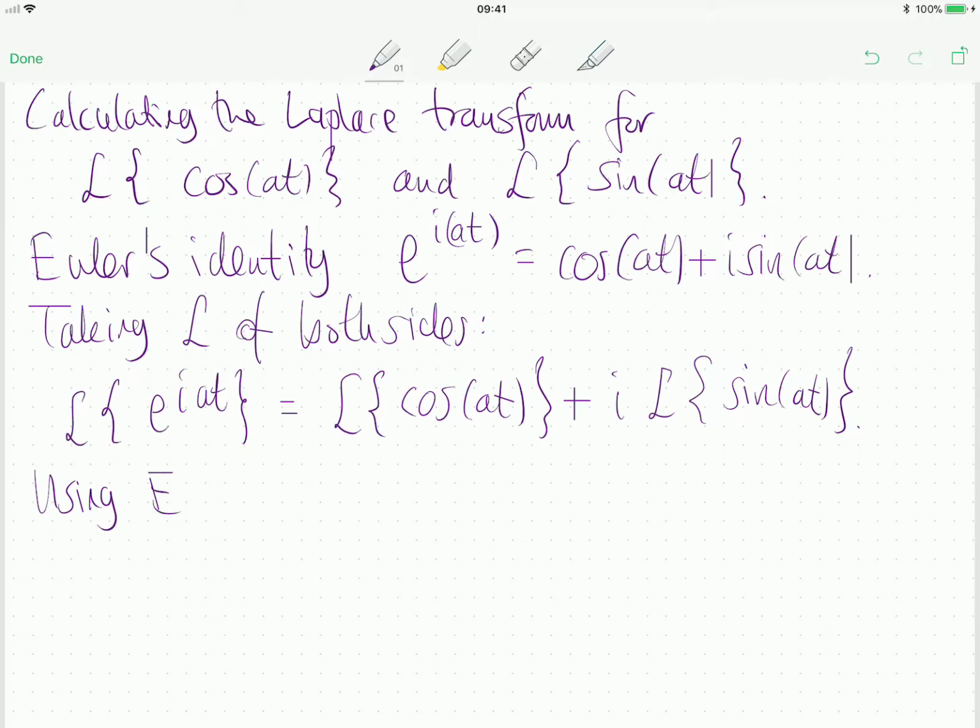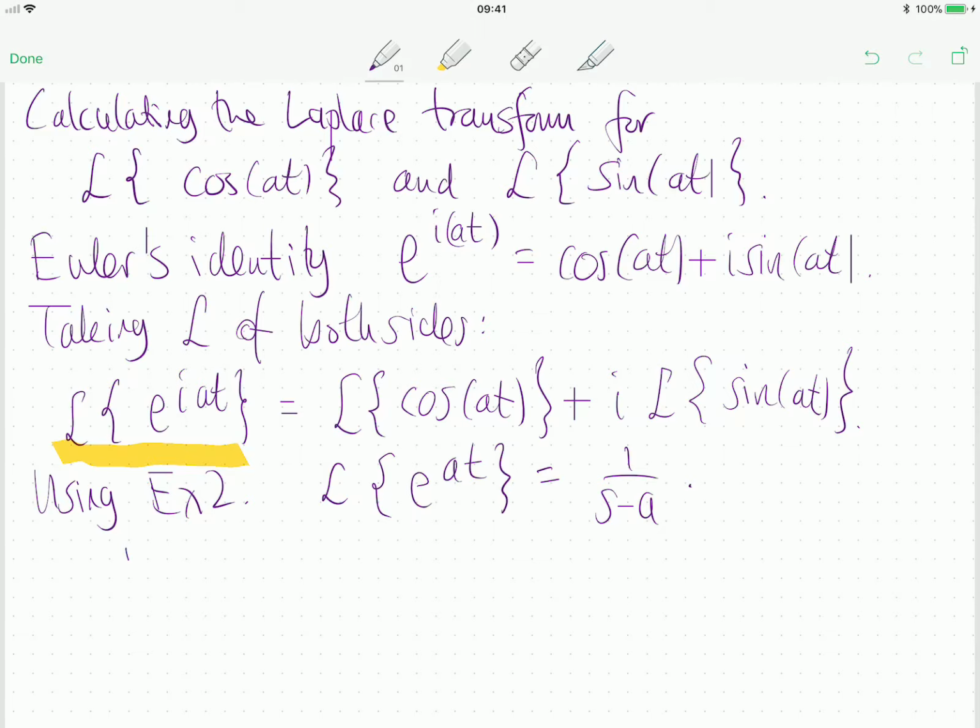So using example 2, an example I've already recorded, the Laplace transform of the exponential function, we discovered that the Laplace of e to the AT is 1 over s take away a. So wherever a number sits in front of t, in this case a, we have to subtract it in the bottom half of the fraction here. Okay, so let's take a look at what we have.